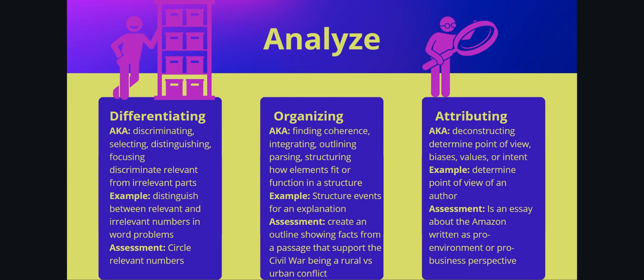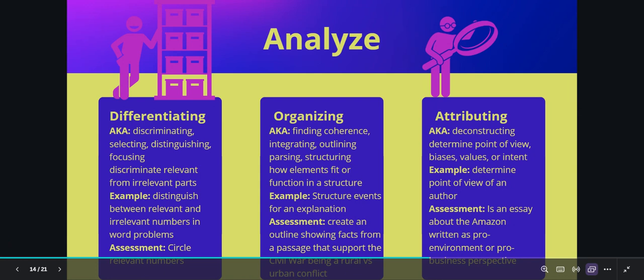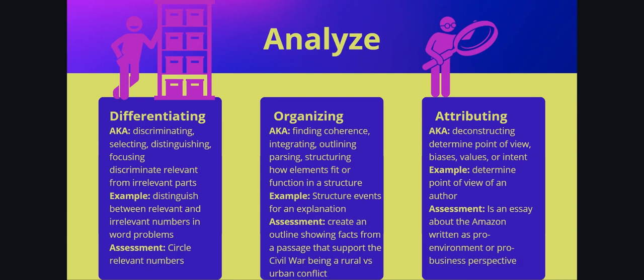For organizing, students could be given a passage and tasked with creating an outline that shows facts that support the conclusion that the American Civil War was an urban versus rural conflict. And finally, the attributing skill: students may be asked to determine the point of view of authors and then tasked with analyzing a text about the Amazon rainforest to determine if it has a pro-environmental or pro-business perspective. In the courses that I teach, I find that we are very good at differentiating and organizing, but we struggle with attributing.